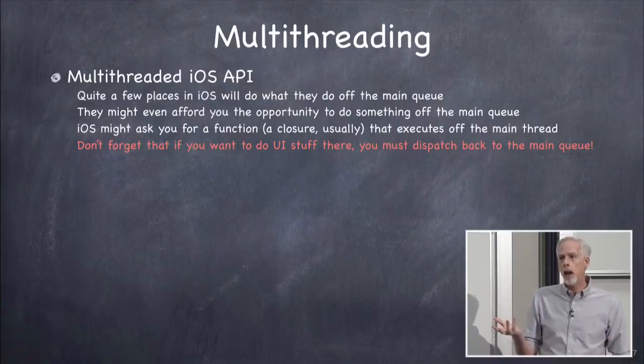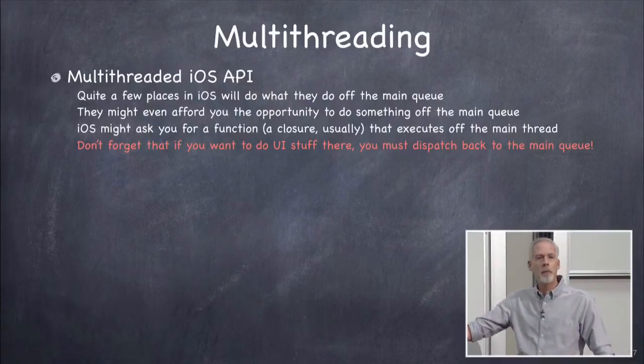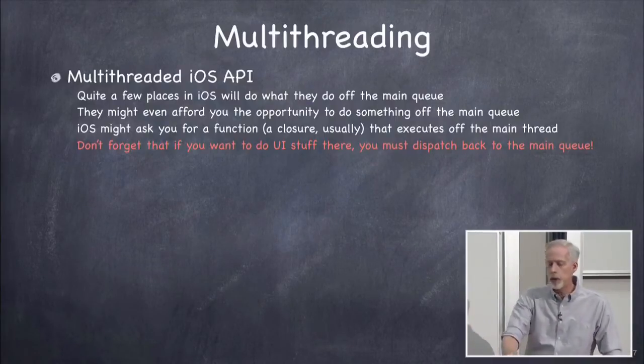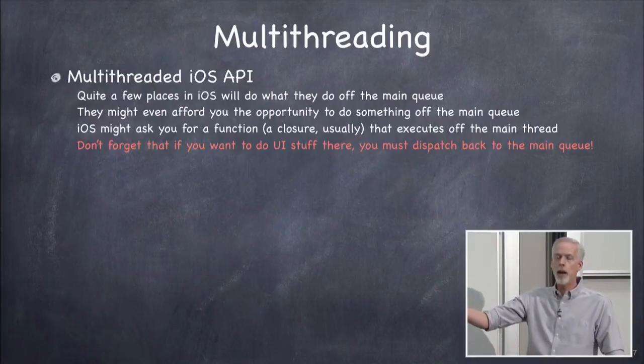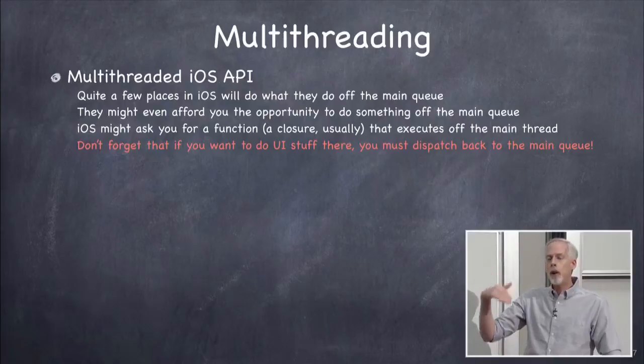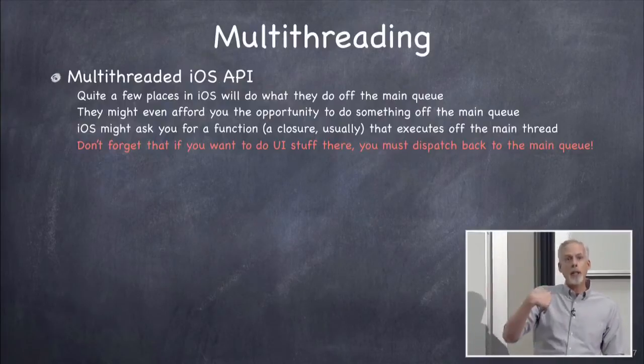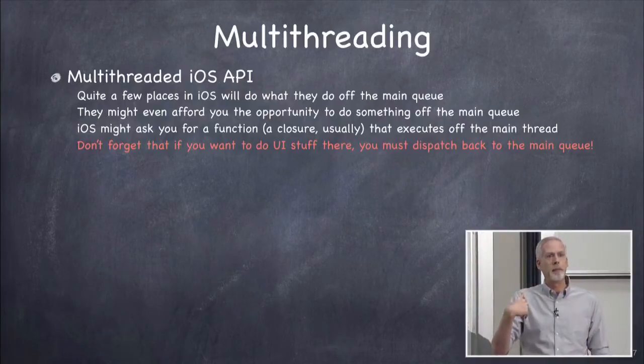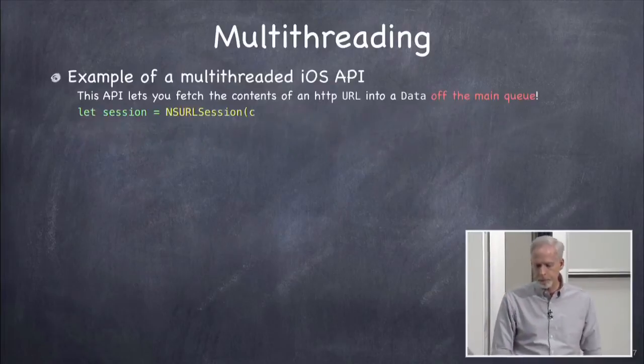And this happens quite a lot, that we have a closure that we're putting on some background queue or passing to some iOS function that says it's not going to put it on the main queue, but we still want to do UI stuff. So how do we do that? We just dispatch it back to the main queue. Okay? And this is what that looks like.